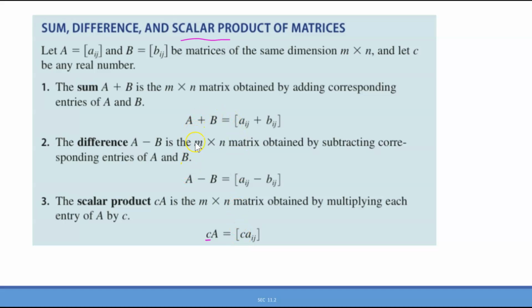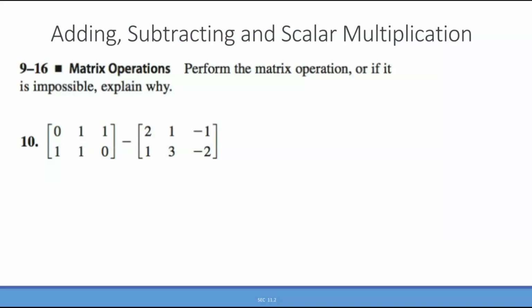If we want to add or subtract, all we have to do is add or subtract corresponding entries, and that's all we have to remember for sum and difference of matrices. Add and subtract corresponding entries. Now, later we're going to learn how to do this in our calculator, but for adding and subtracting, it takes more time to put those entries into our matrix than it does just to do it by hand. So we're not going to do sum and difference using our calculator. We're going to do these by hand.